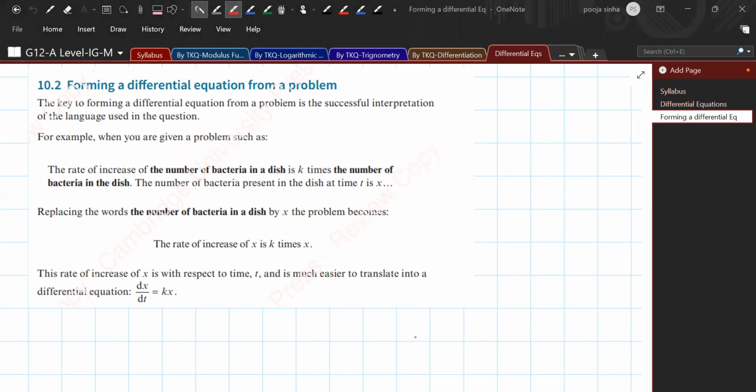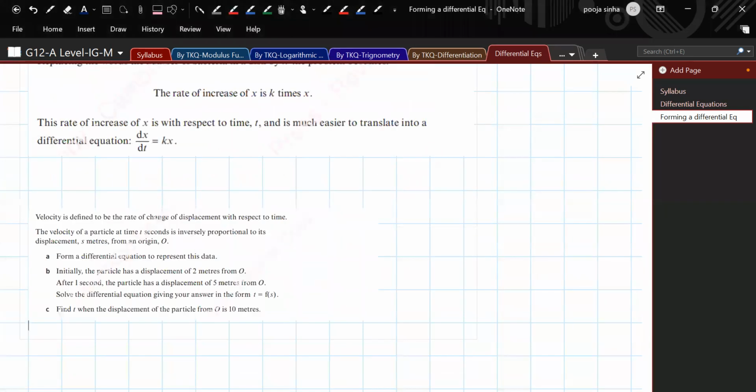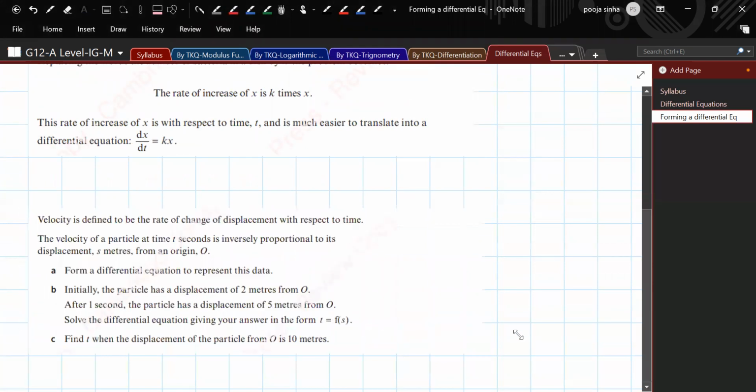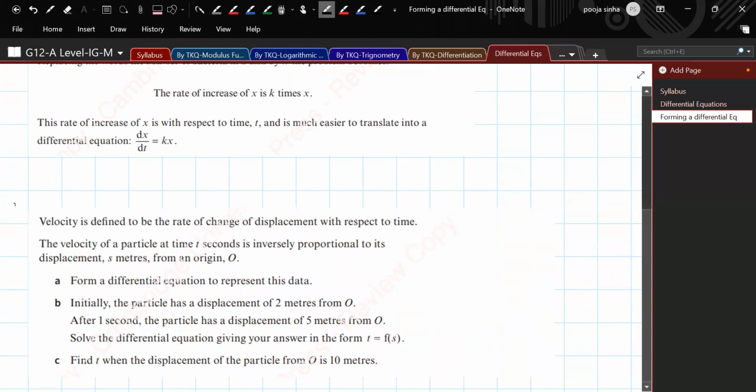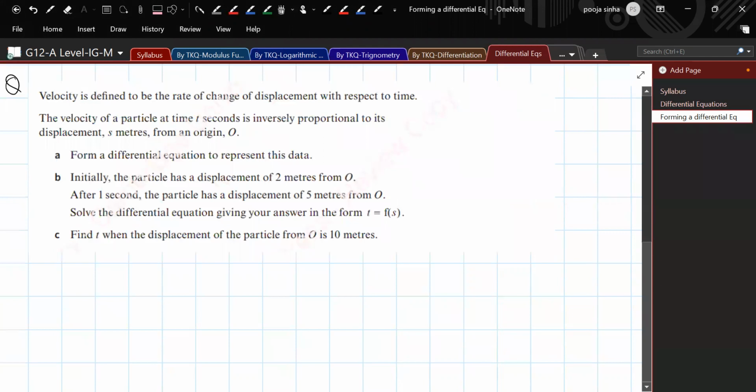Now I'm giving a question. You have to help me interpret this, and then we will solve it. This was just a sample of what is expected from you. Now the actual question is here. Velocity is defined to be the rate of change of displacement with respect to time. The velocity of the particle at time t seconds is inversely proportional to the displacement s meters from an origin O. Form a differential equation to represent this data.